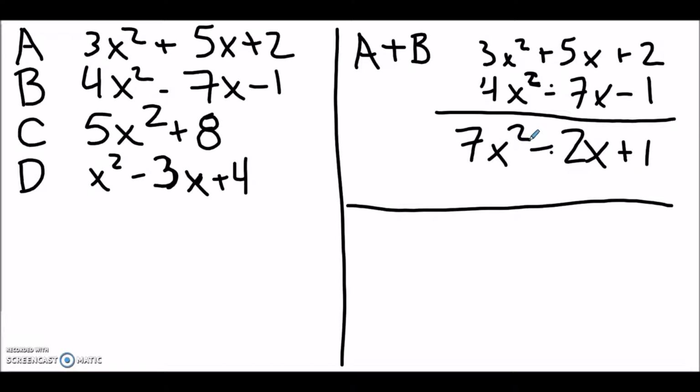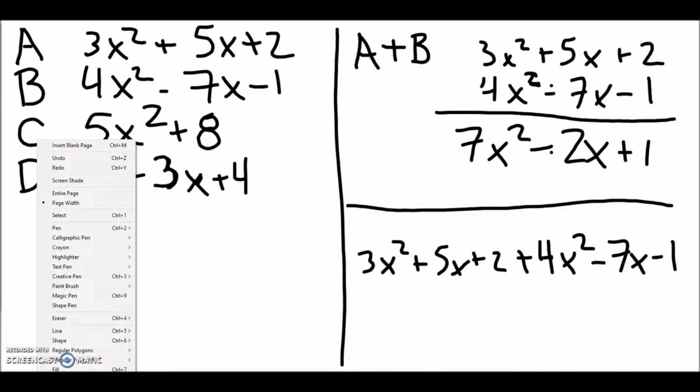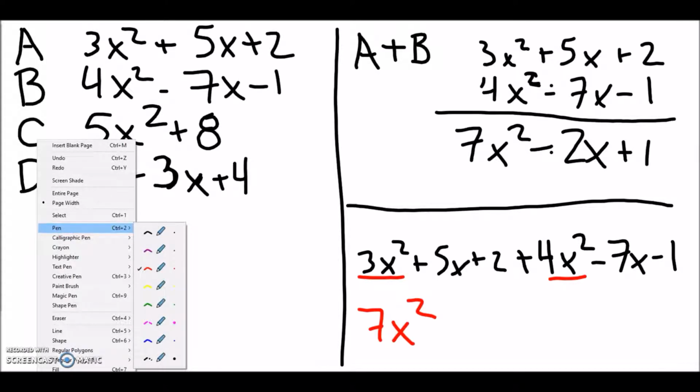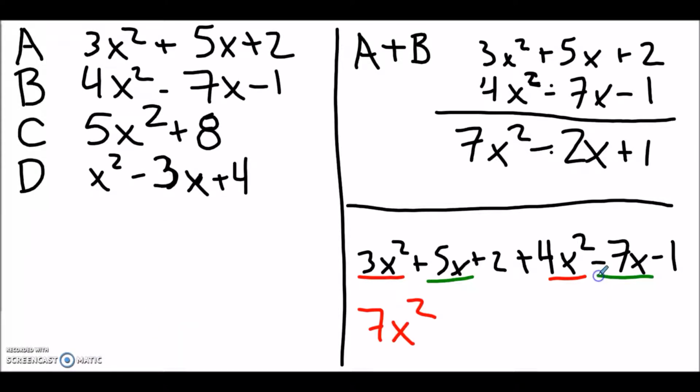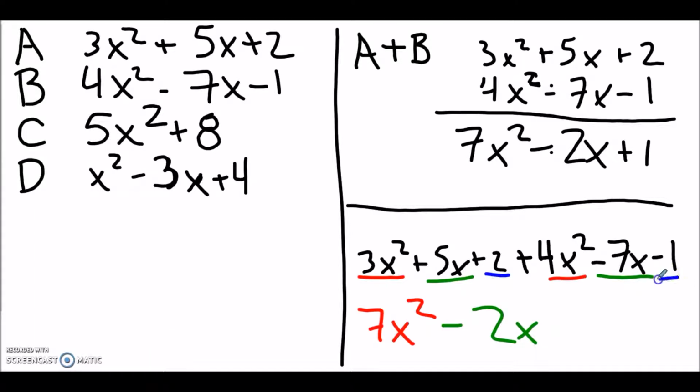And again, you could do that horizontally if you wanted. So you could just write it like this. And the only thing you have to do here is make sure you add your like terms. 3x squared plus 4x squared. I'm going to use colors for now, but I'm not going to do this forever because it takes too long. 5x squared, 5x minus 7x, 2 minus 1.